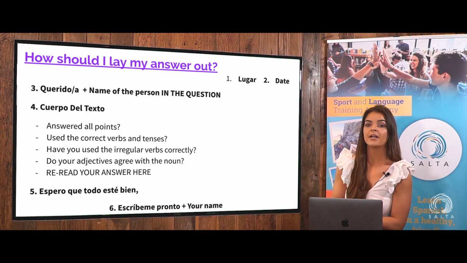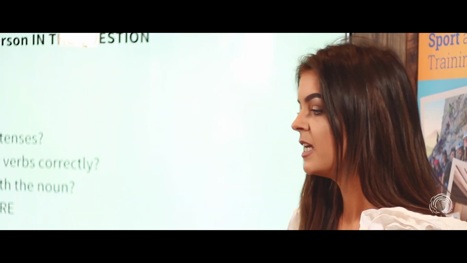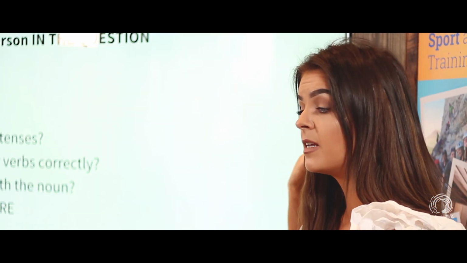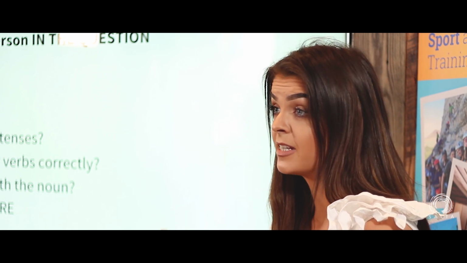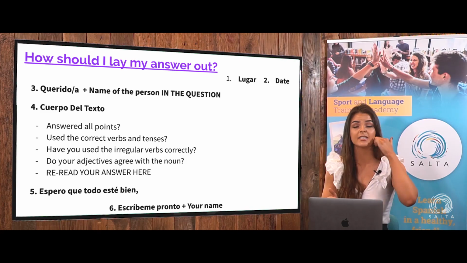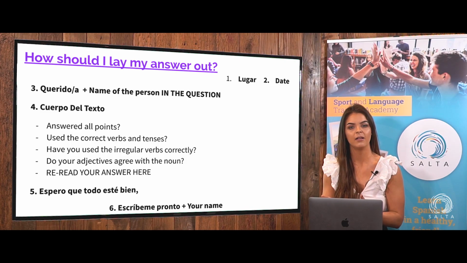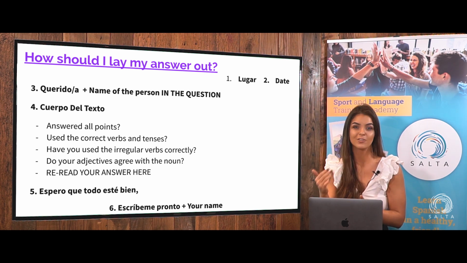Now, how should you lay your answer out? This is going to be in your notes, so I'm not going to go too in depth. I have all of these both on this slide and on your page in your notes, on the place on the page where they should be in your answer. So 1, place, 2, date, 3, querido or querida, and name of the person in the question. If the question says, write to your Spanish pen pal, Jose, please do not write, querido Siobhan, okay? We want to try and stay relevant and use a bit of our cop on, okay?